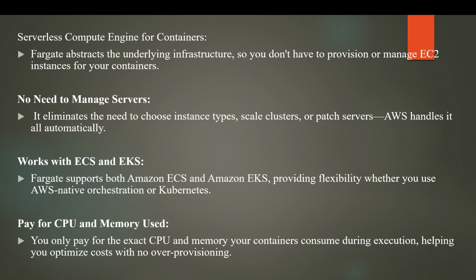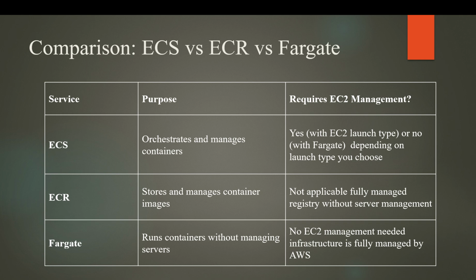Pay for CPU and memory used. You only pay for the exact CPU and memory your container consumes during execution, helping you optimize cost with no over-provisioning. So basically, this is a comparison between ECS, ECR and Fargate.